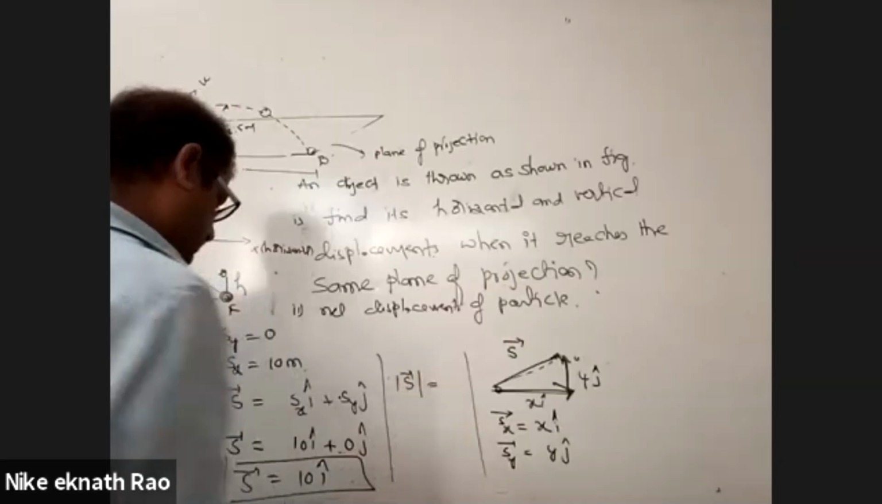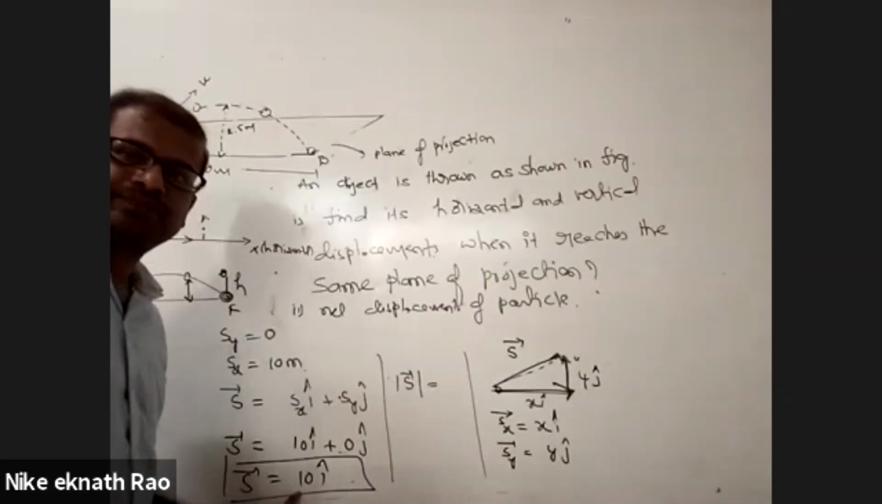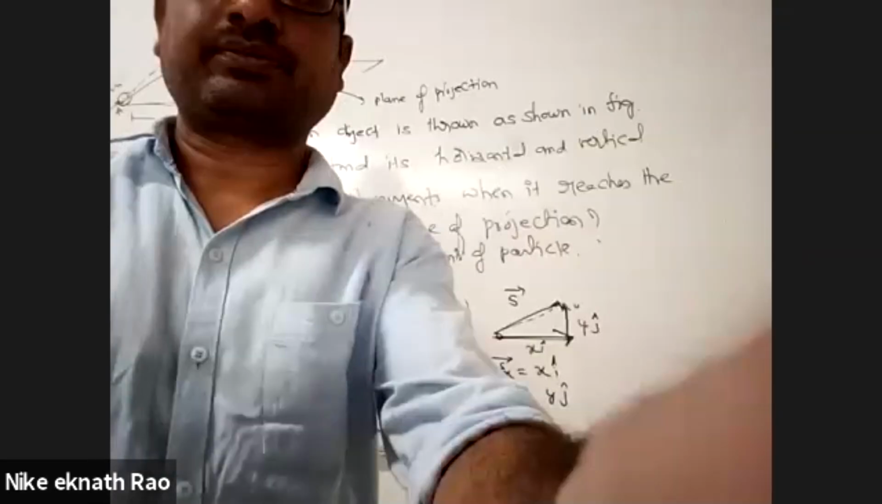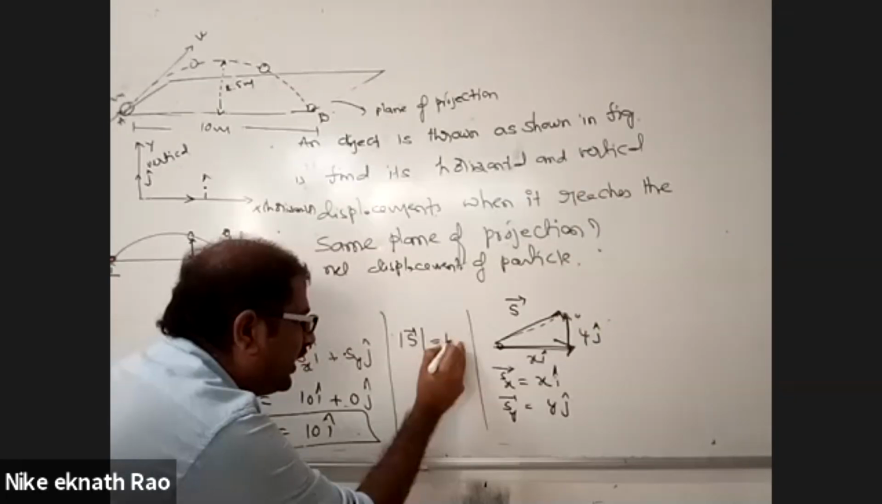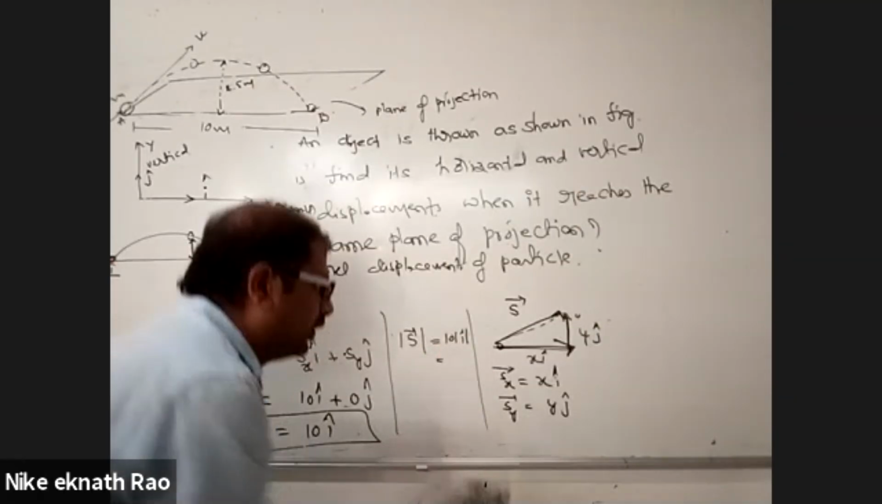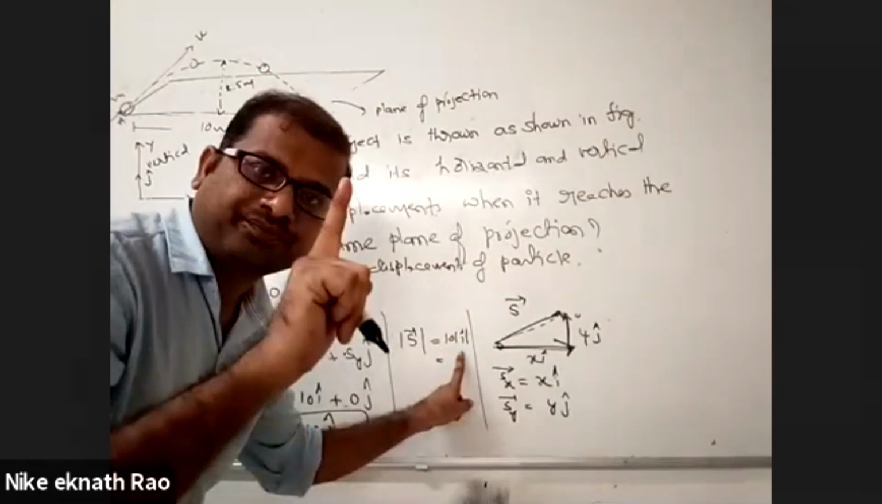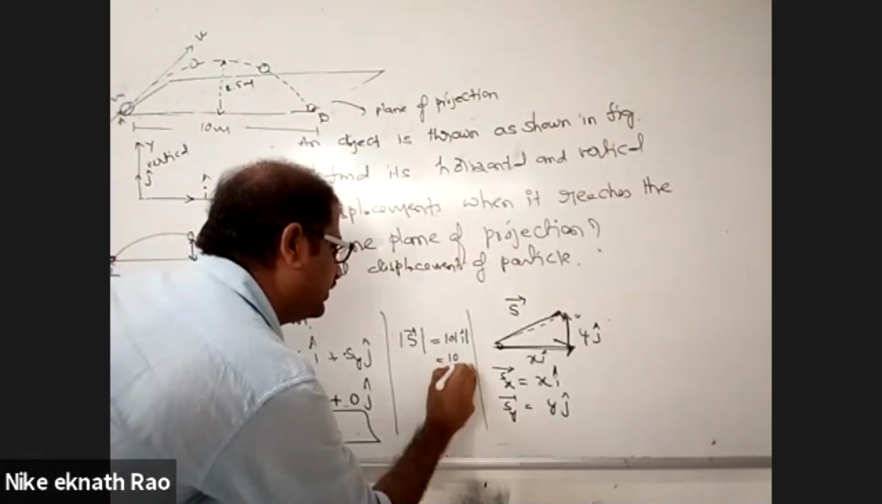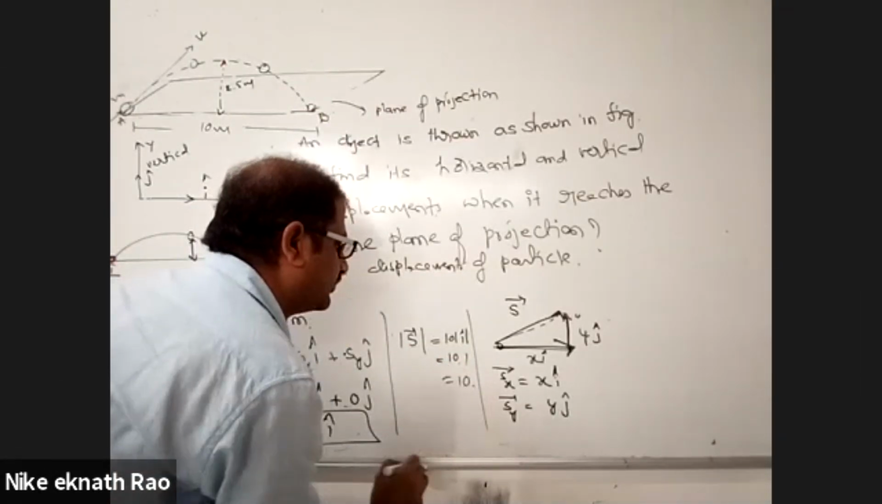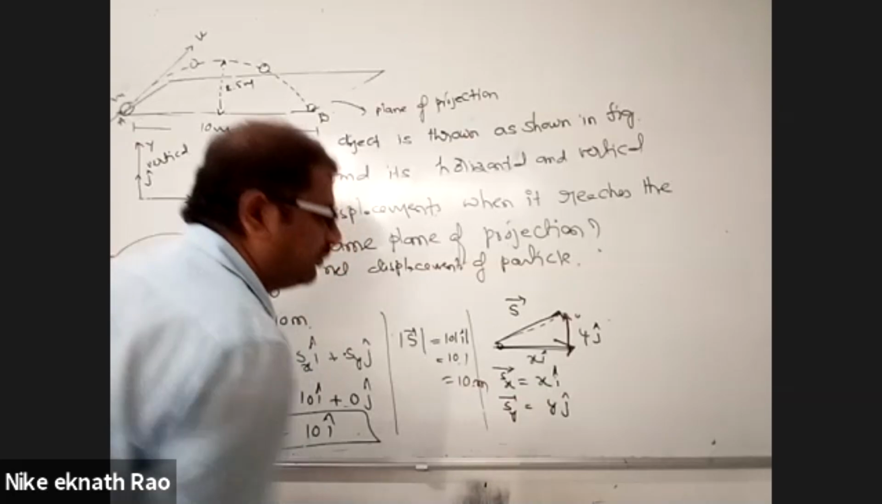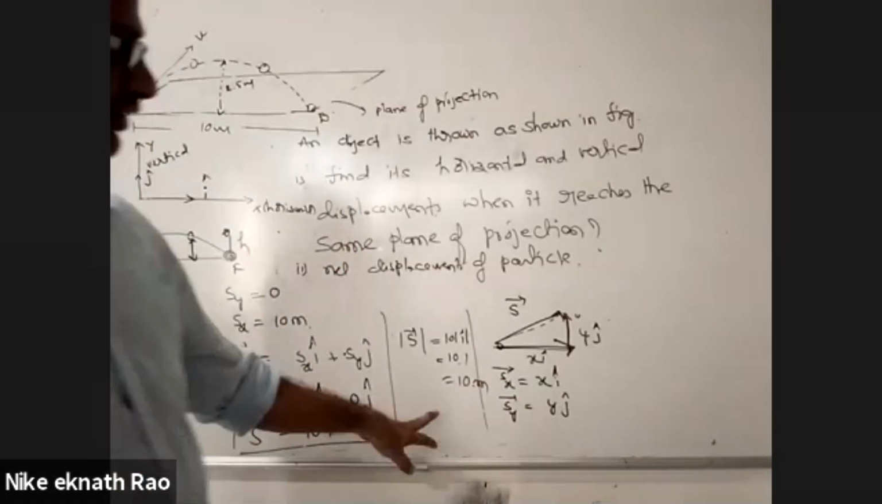Magnitude is 10 units. Write 10 into mod of i cap. What is the magnitude of a unit vector? 1. So that is 10 into 1, which is equal to 10. If you write units, you can write meters.